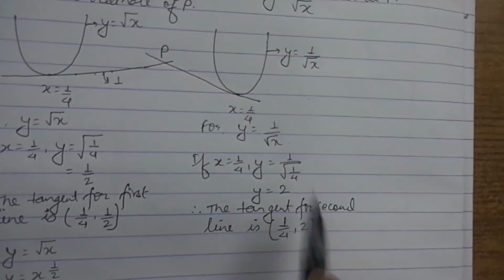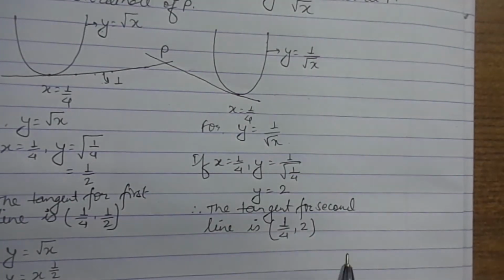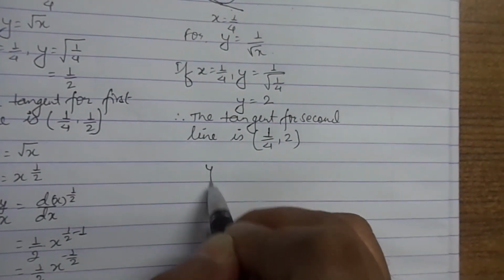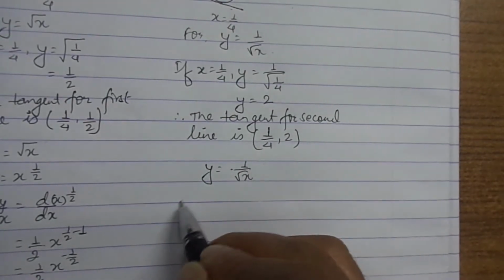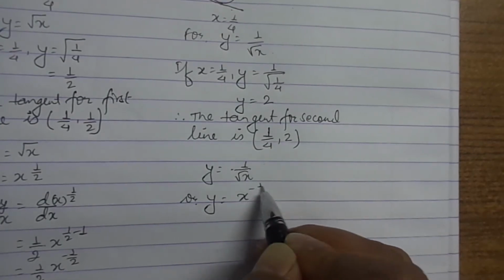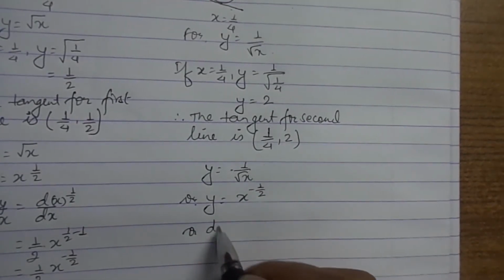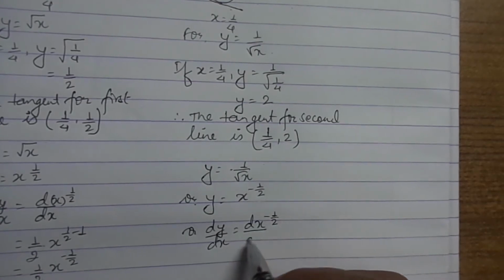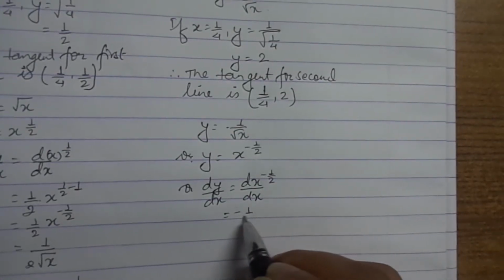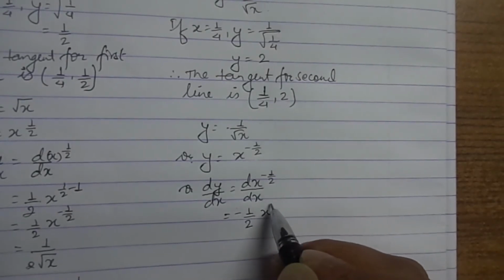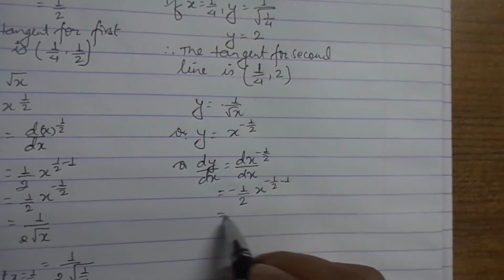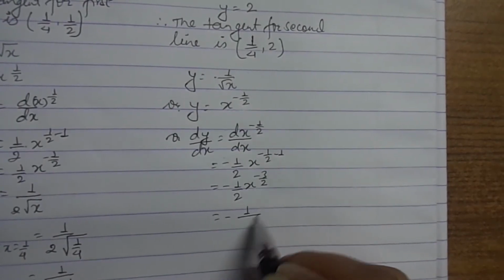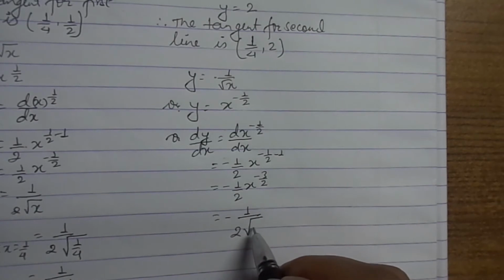Again we will find the derivative of this curve in order to find the slope of this tangent. y is equal to 1 upon root x, or it can be written as y equals x to the power minus 1 upon 2. Now differentiating both sides with respect to x, if you apply the power rule, we get minus 1 upon 2 x to the power minus 1 upon 2 minus 1, which is minus 1 upon 2 x to the power minus 3 upon 2, and in terms of radical we can write this as minus 1 upon 2 root x cubed.